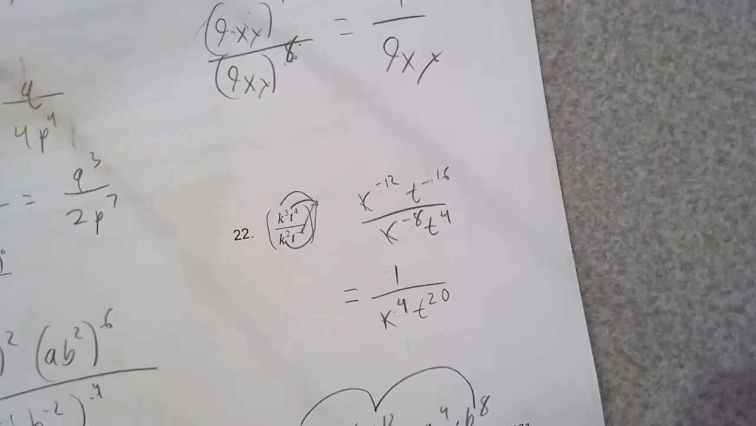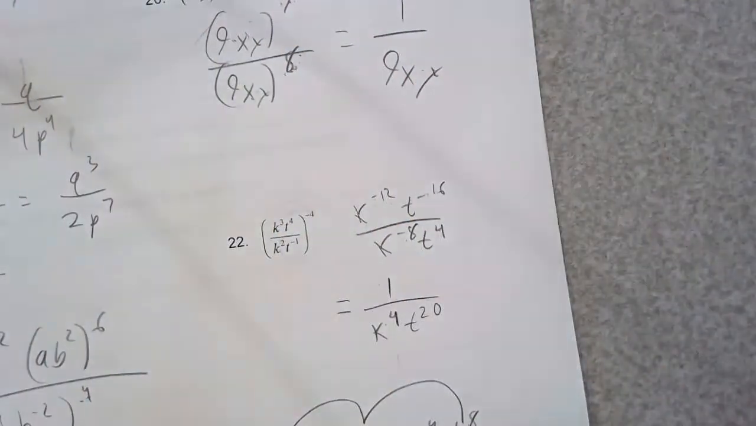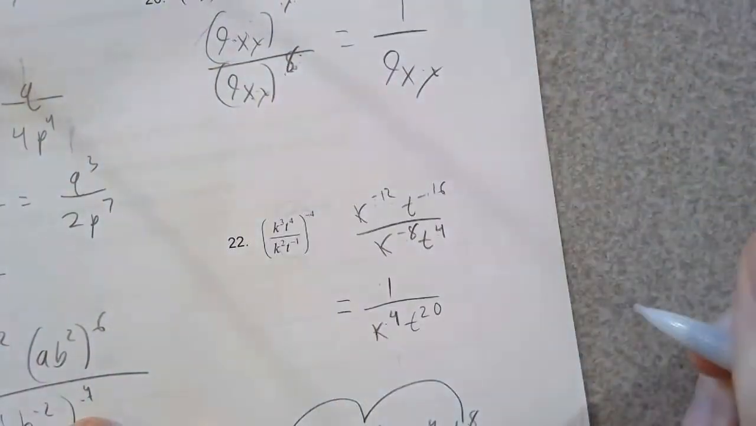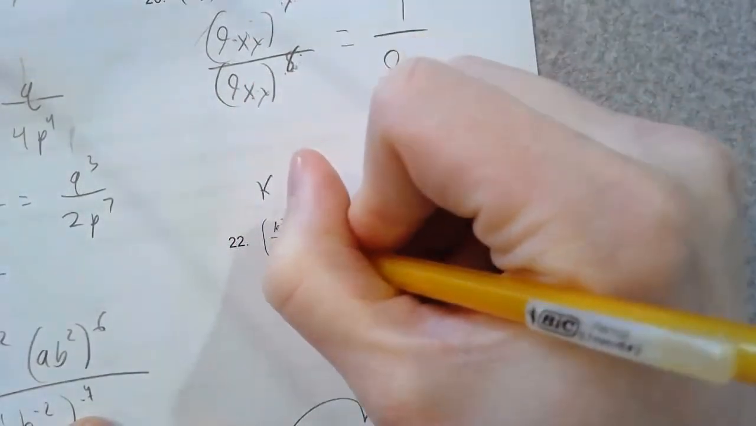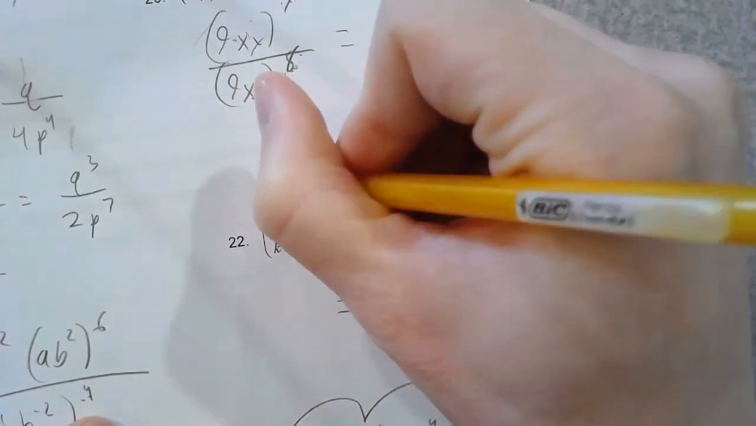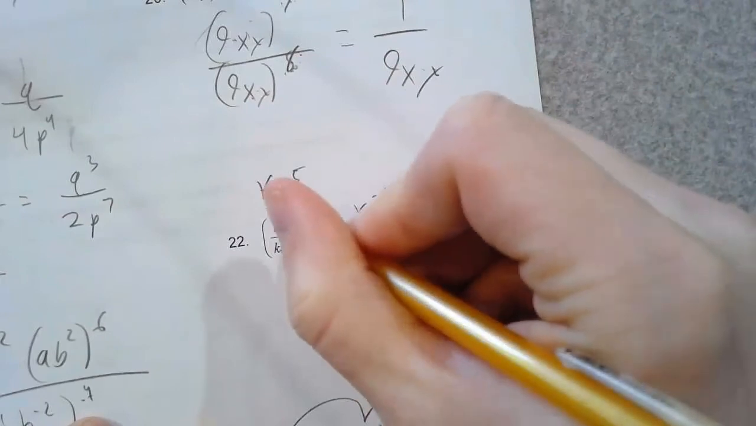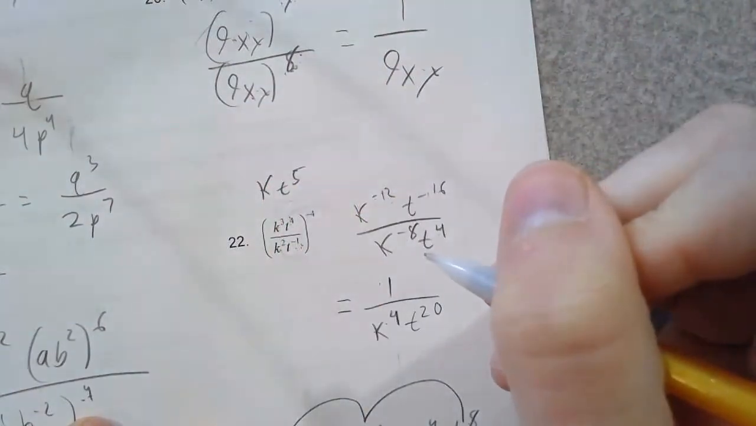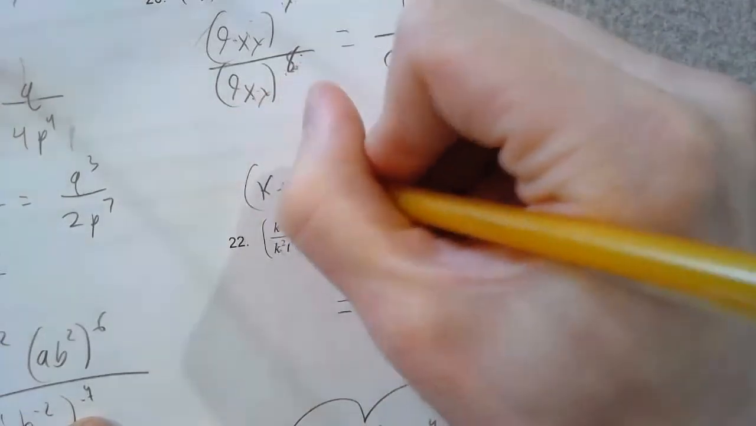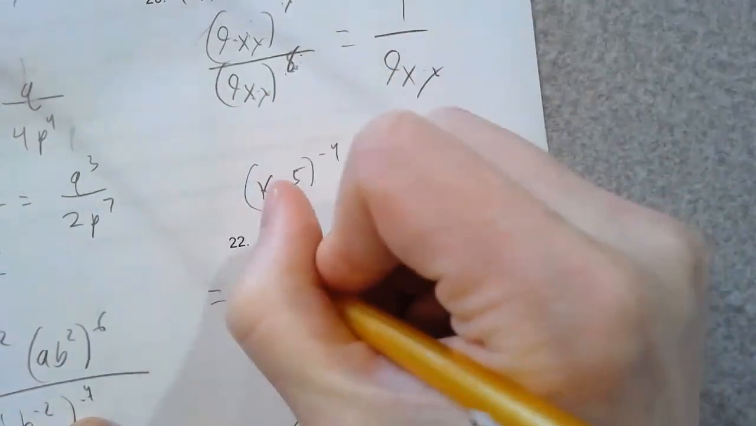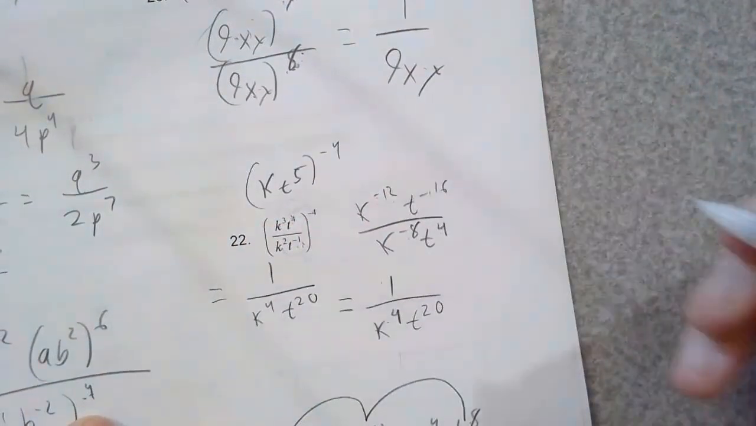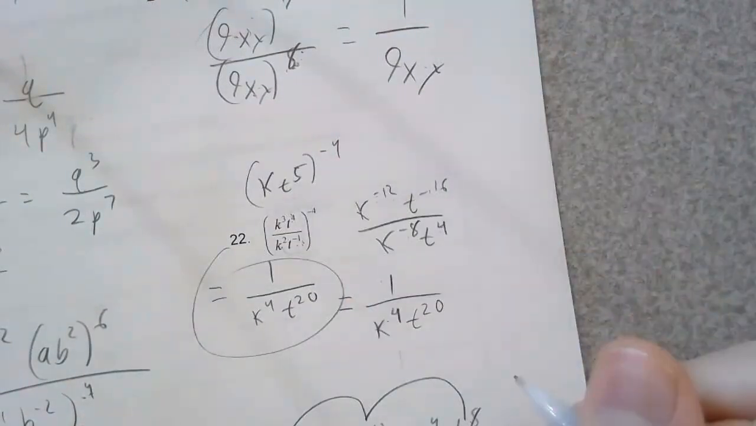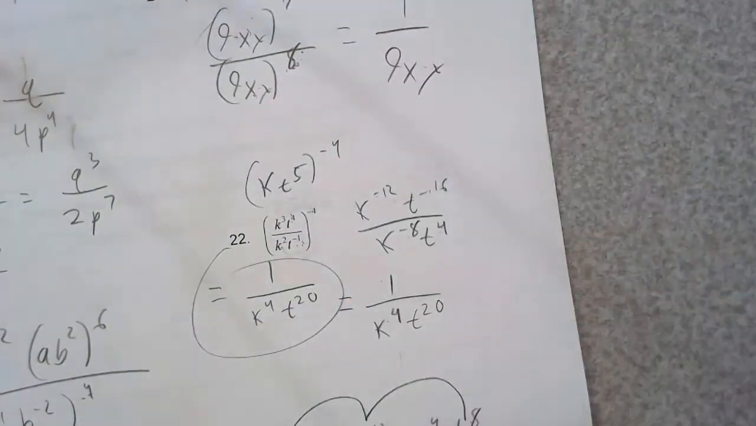Do you want to see something neat that we could have done? What if from the very beginning, again, there's a lot of ways to do these problems, we could have worked in the parentheses first. K cubed over k squared is k. T to the 4th over t to the minus 1 is t to the 5th, because you subtract those exponents. 4 minus negative 1 is 5. Then if you take all that to the negative 4th power, that's going to have you do 1 over that to the 4th, which would be k to the 4th, t to the 20th. It's the same answer. Lots of different ways to think about these.